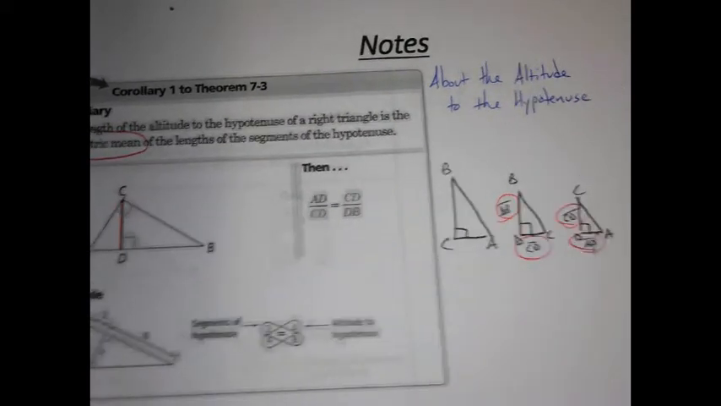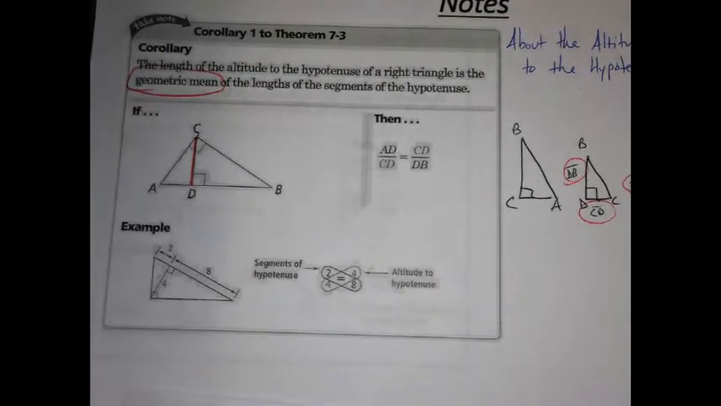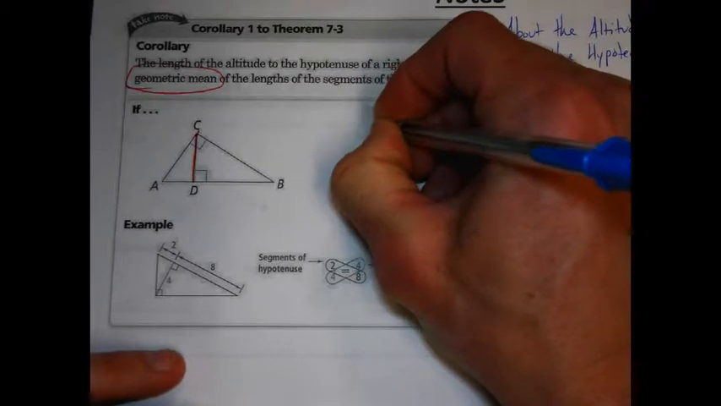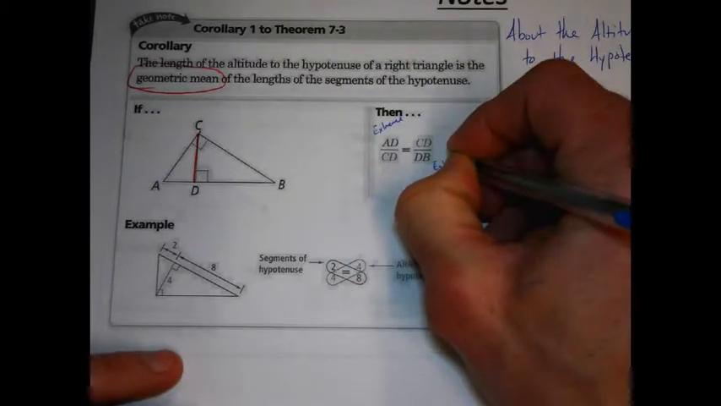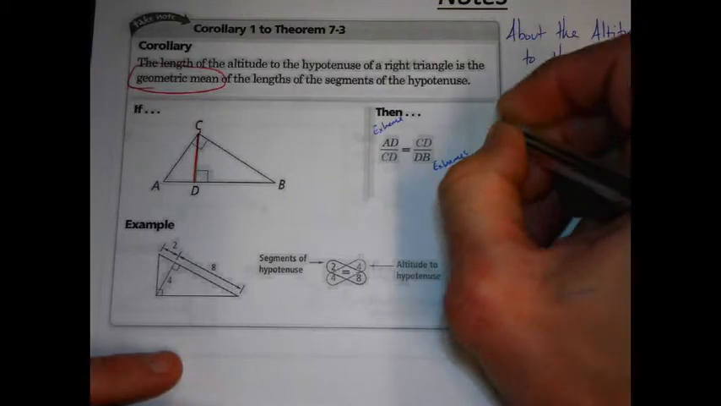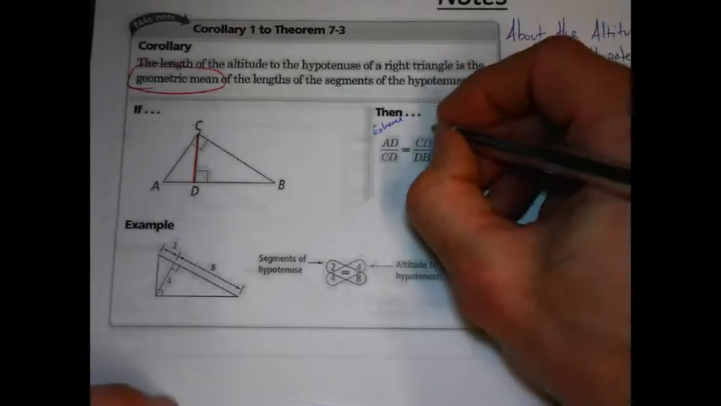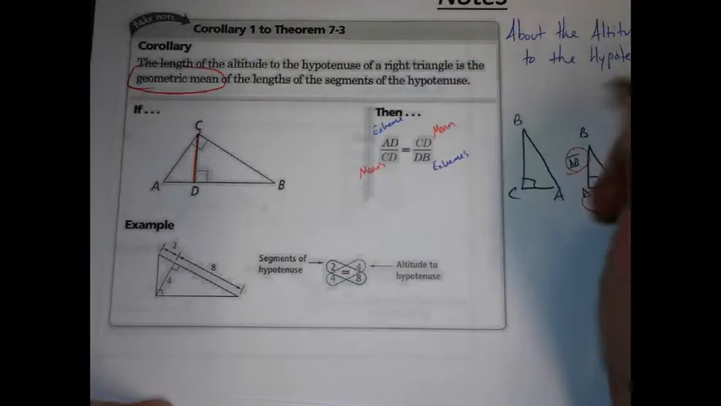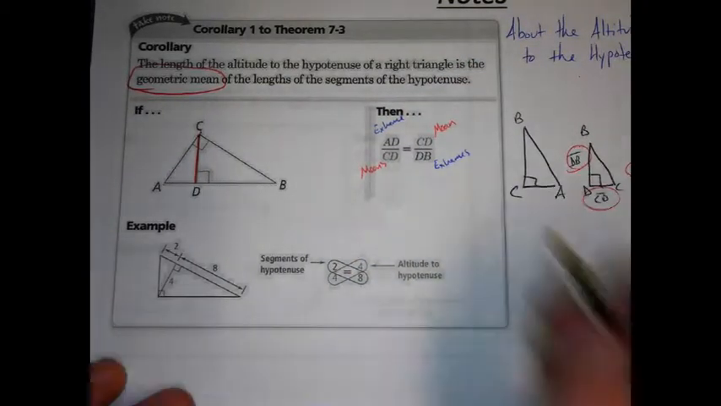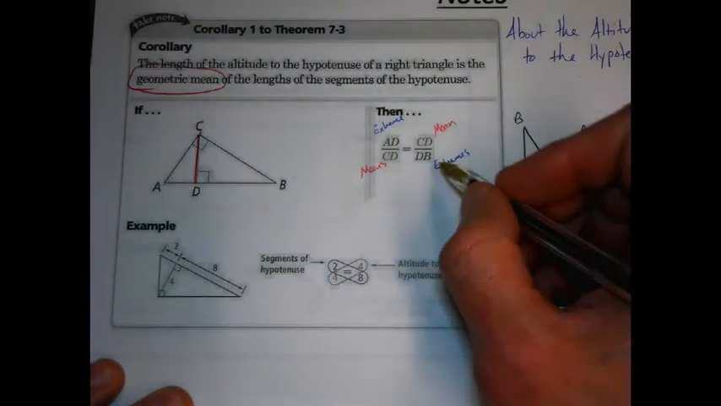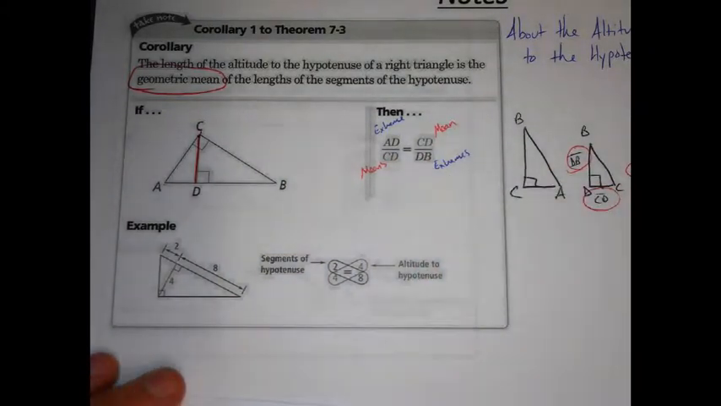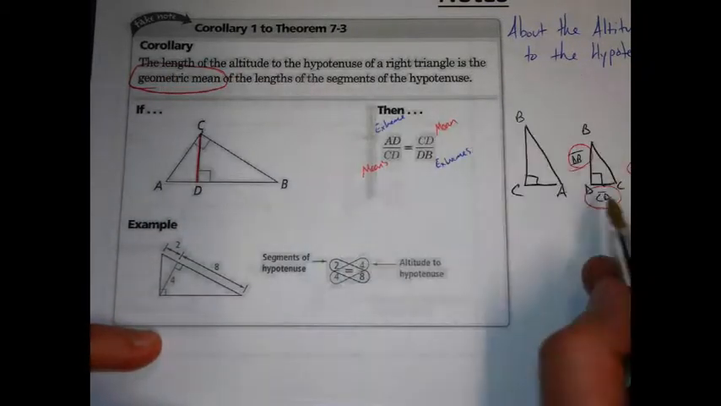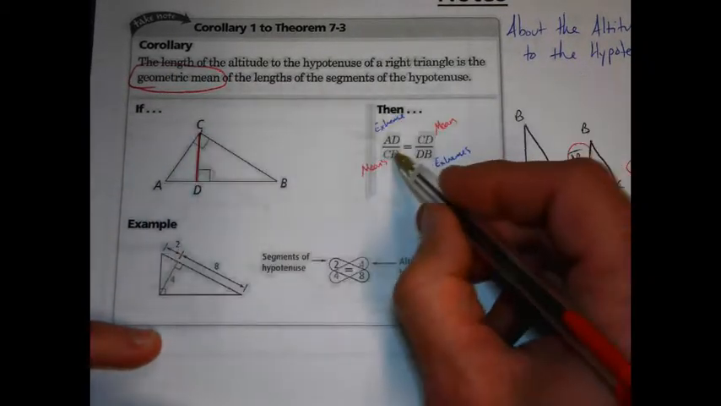We have to remember some things about proportions. If you remember proportions, we have extremes, so the extremes are down here, and the means. So here we go with that word again, means and extremes. What do we know about cross products? The product of the means is equal to the product of the extremes. So the length of the altitude, that CD, represents the geometric mean.